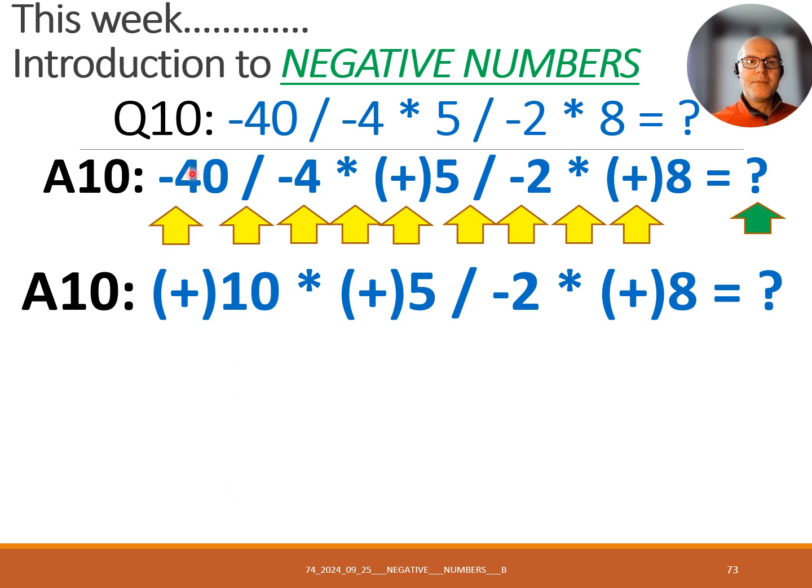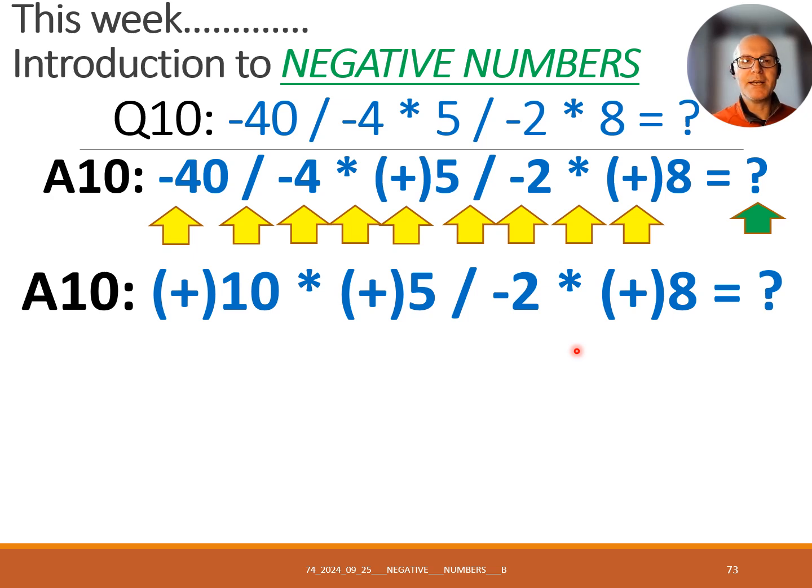So, negative 40 divided by negative 4. Negative divided by a negative is a positive. Negative 40 divided by negative 4 is positive 10. Positive 10 times positive 5 divided by negative 2 times positive 8.